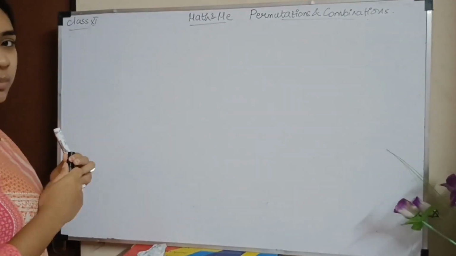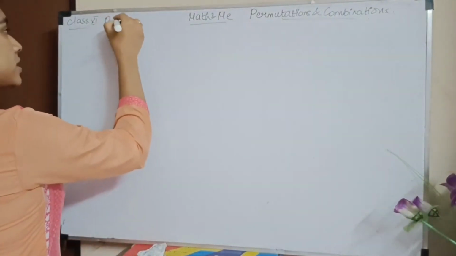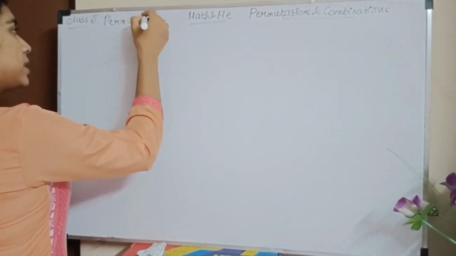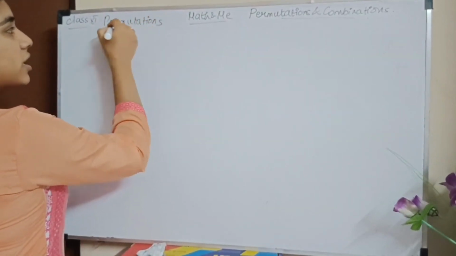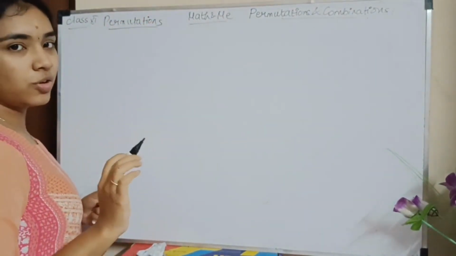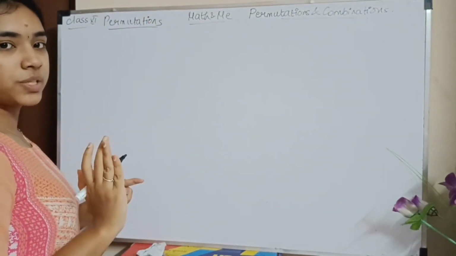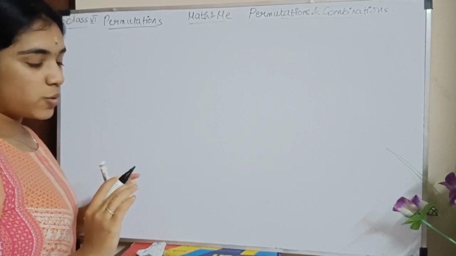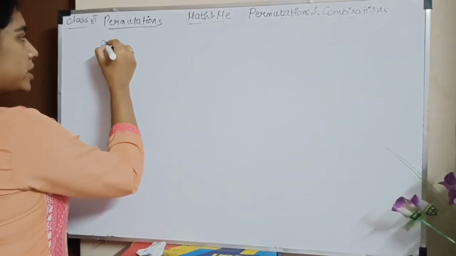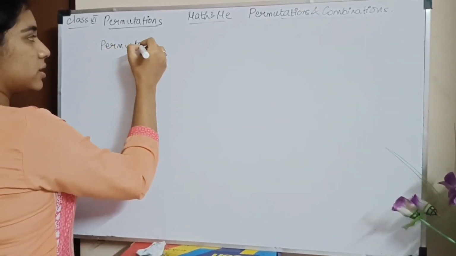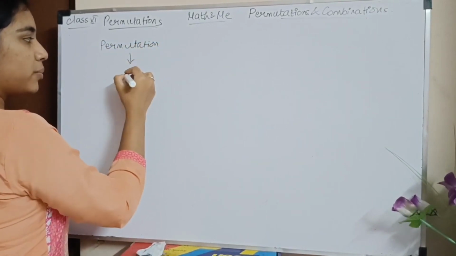Now we are going to learn about permutations. Okay. So in this chapter, the main confusion is that you know the permutation formula and the combination formula, but you don't know whether the given question is a permutation question or a combination question. So you have to understand the difference. Permutation means the order is very very important.